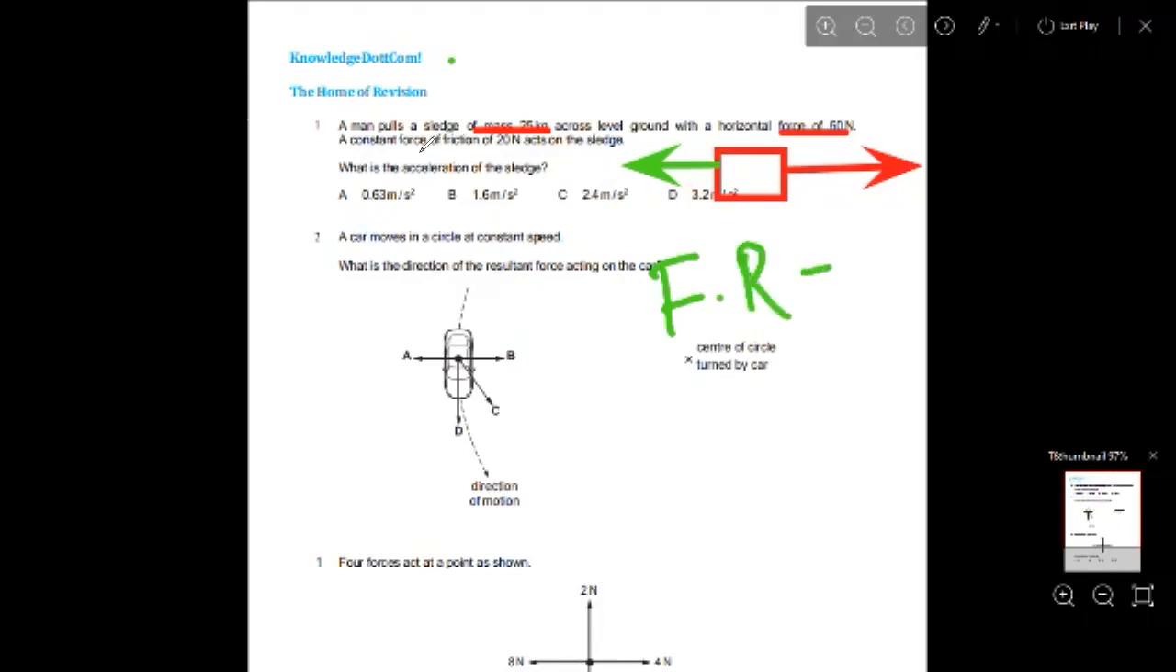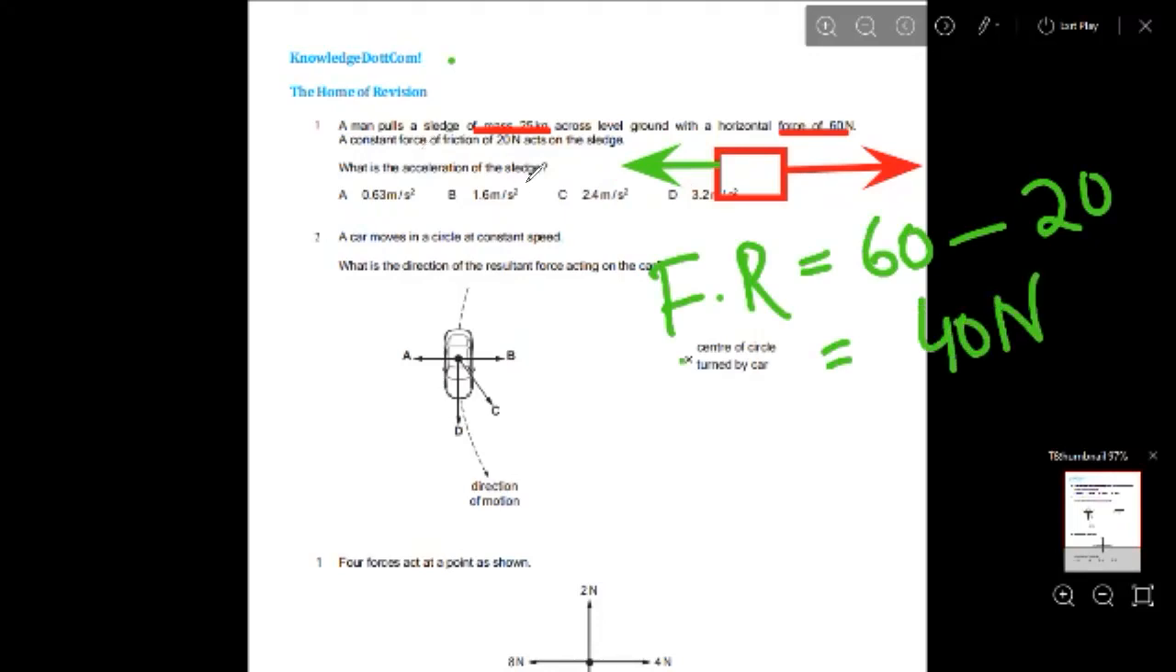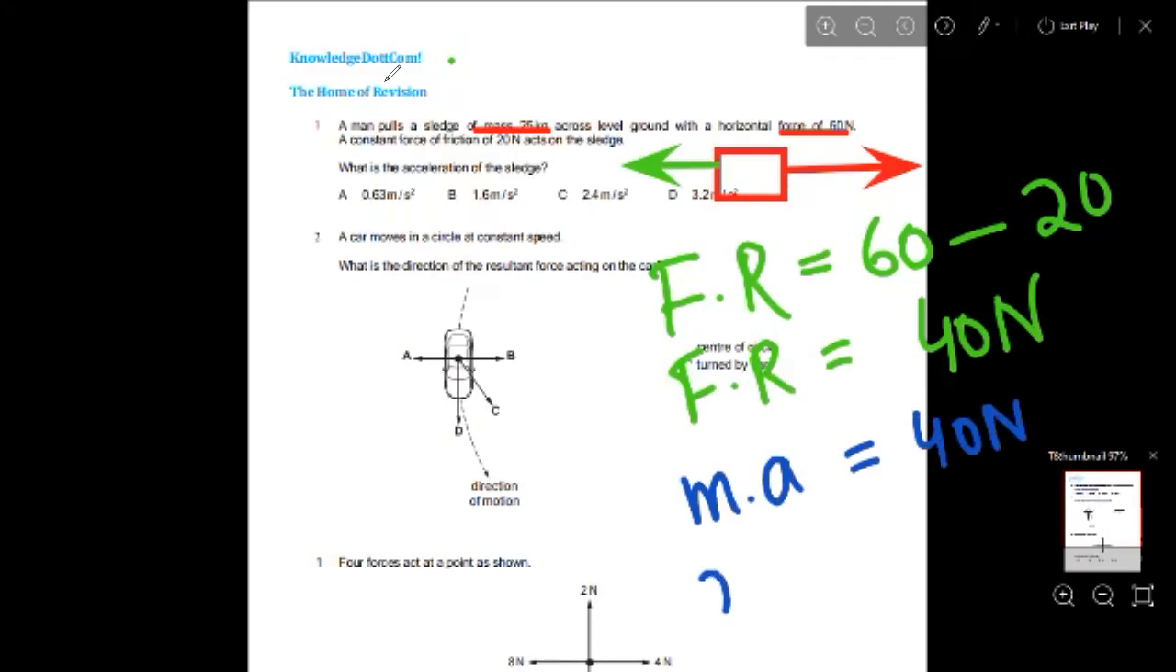The resultant force: 60 Newton is the applied force, and there is 20 Newton which is the friction force. So we are left with 40 Newtons, which is our resultant force. By Newton's second law we know that F equals ma, so 40 Newtons equals m times a, and the mass is given, which is 25 kg.